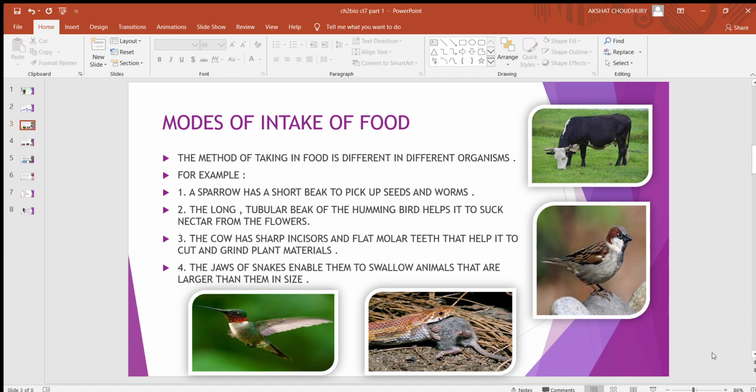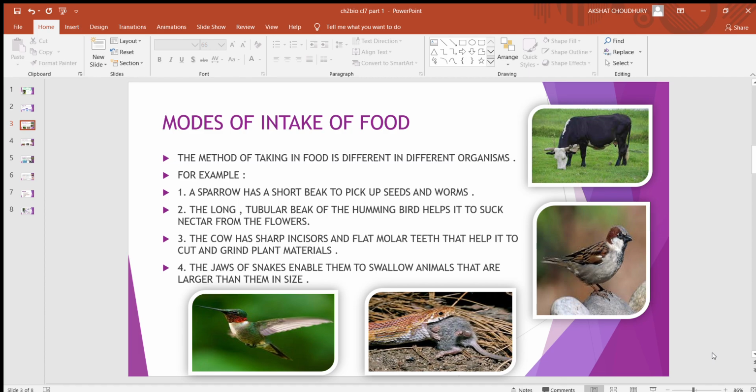Now about modes of intake of food. The method of taking in food is different in different organisms. For example, a sparrow has a short beak to pick up seeds and worms. The second one is the long tubular beak of the hummingbird, which helps it to suck nectar from the flowers.